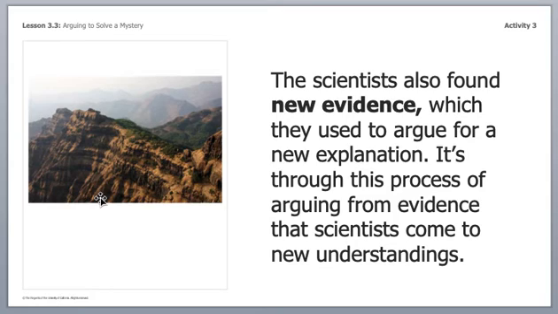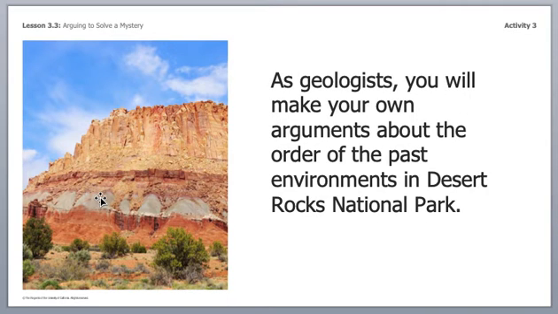The scientists also found new evidence, which they used to argue for a new explanation. It's through this process of arguing from evidence that scientists come to new understandings. As geologists, you will make your own arguments about the order of the past environments in Desert Rocks National Park. And in the next lesson, we will learn how geologists figure out the order of past environments in a place.